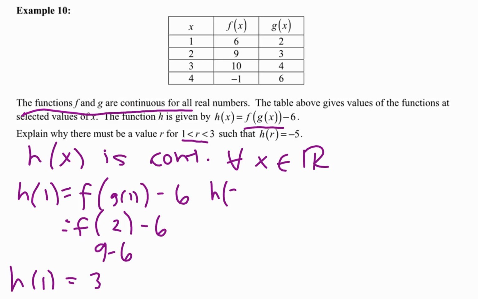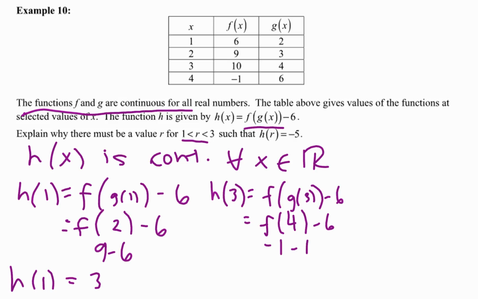H of 3, that's f of g of 3, minus 6. G of 3 is 4. So if we do f of 4 minus 6, f of 4 is negative 1. Minus 6, that's negative 7. All right, I might run out of space here, but we stated the hypothesis is true.